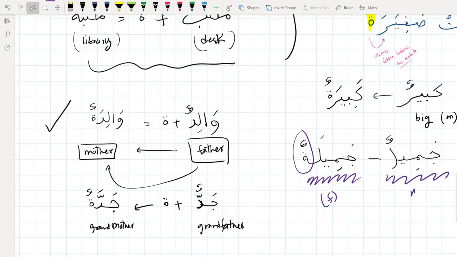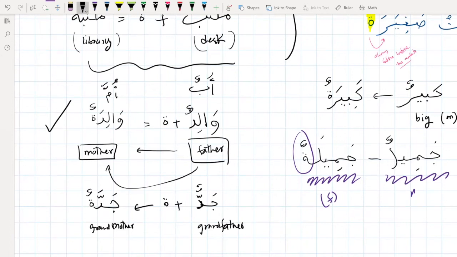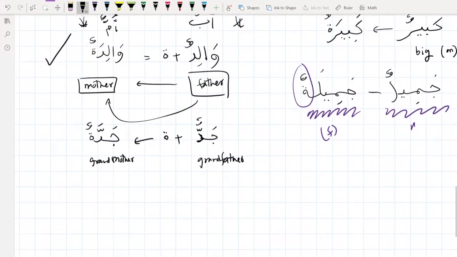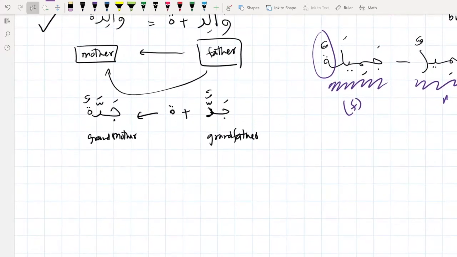So this word is the same thing as ab, and this is the same thing as umm. Abun, ummun, they're the same meaning. There's a little bit of difference. When you say walidun and walidatun, these are your biological parents. It cannot be anything else. When you say abun, it could be stepfather, stepmother, or sometimes they are used for uncles and whatnot. But abun is father also. This is the one used most often. Jayid. So what I'm trying to show you is that sometimes it works.